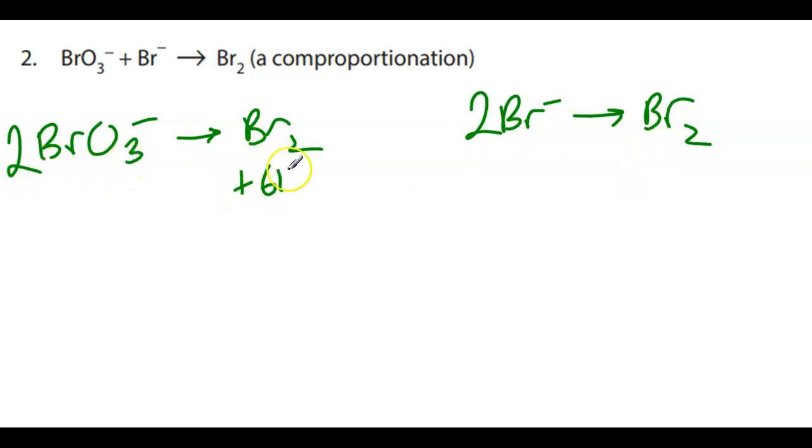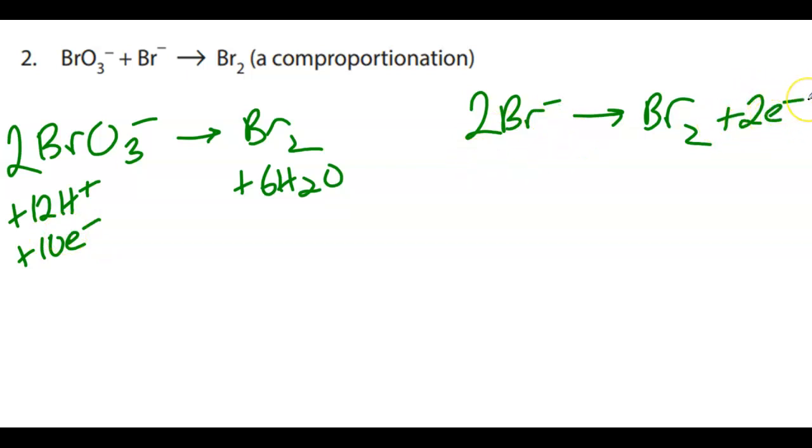Oxygens, we have 6 waters. Here on this side, we're good. Here for hydrogens, we need 12 hydrogens on the left. Here, we don't have any hydrogens. Let's do a charge check. So we have +12 and -2, so +10. So that means we need 10 electrons in order to get that to be 0. Here we have -2, which means we need 2 electrons on the right to get that to be the same. Okay, so we have 10 electrons versus 2, so that means this whole thing's got to multiply by 5.